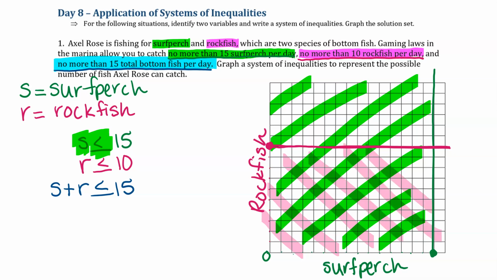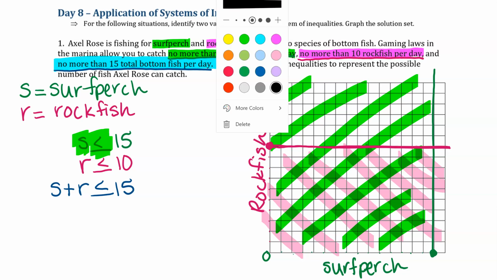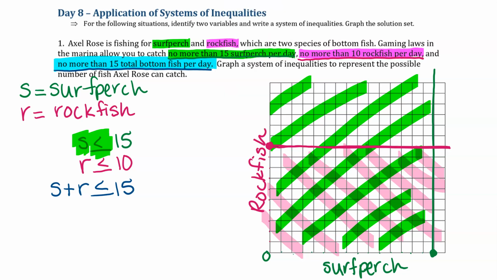Okay, this one's a tough one to start on because we're not done with just the two. We have to do the last one, the total fishes. So here's how I teach it. And if your teacher teaches it different, it's all good. But I like to do one letter at a time, and I like to see, if I'm going to max out on surf perches, how many surf perches can I get? So what I'm going to do is cover up the rock fishes right now. I'm going to pretend we're not going to get any rock fishes.